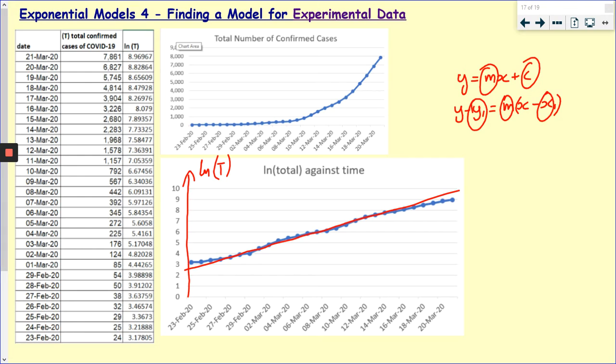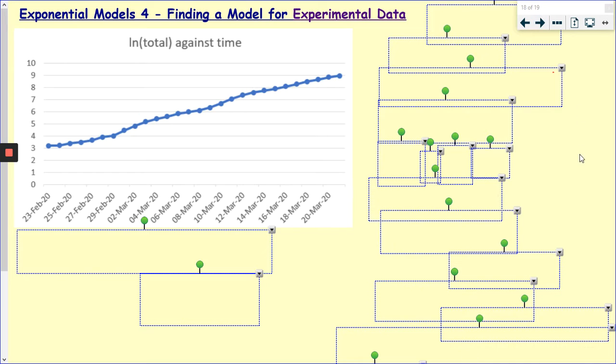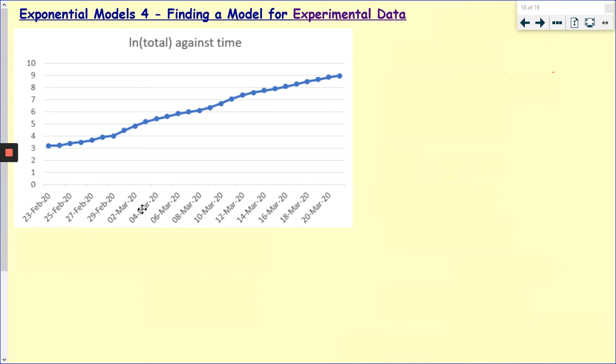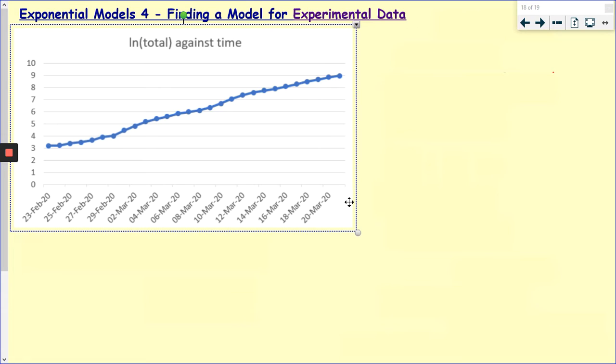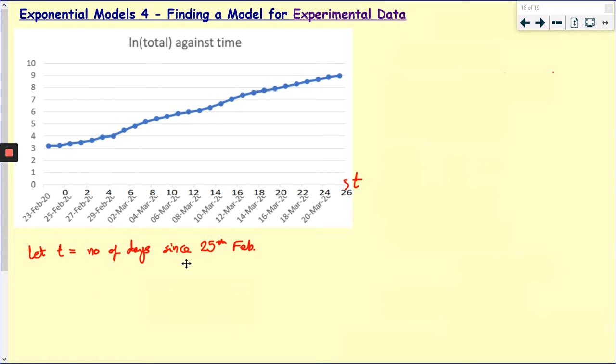Okay. So let's use this, see if we can find a mathematical model for this month's worth of data. First of all, let's take this graph and change the axis at the bottom. I'm going to relabel the 25th of February as 0, and every day has then one more than that. So this t is going to be the number of days since the 25th of February.